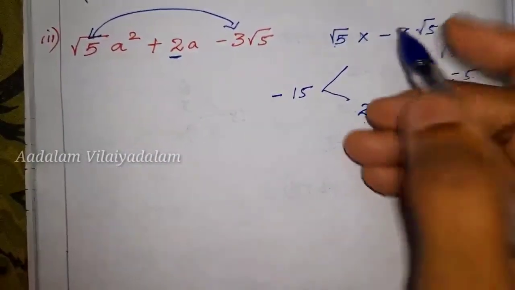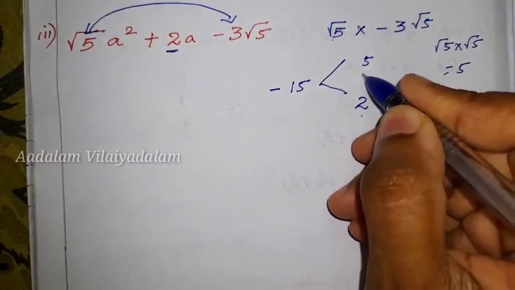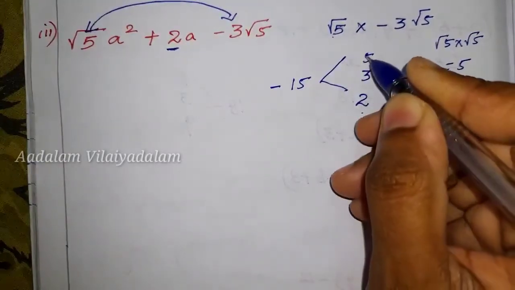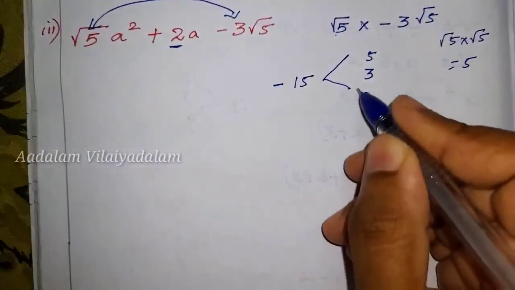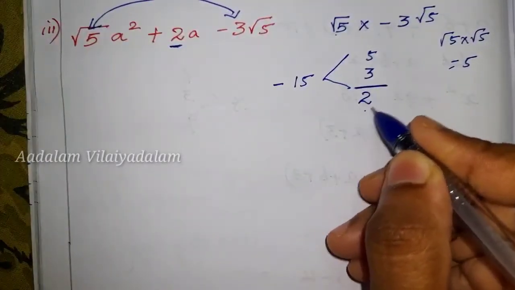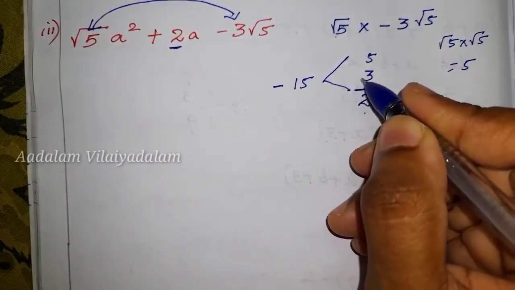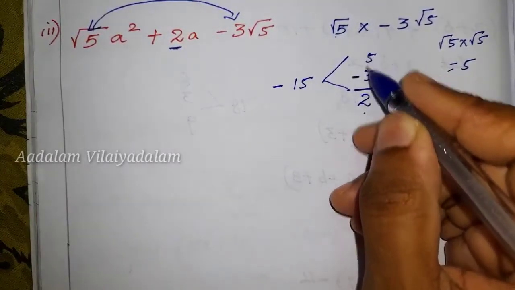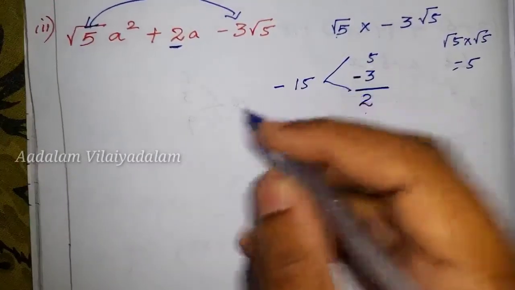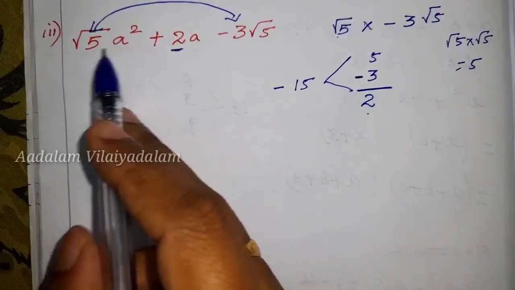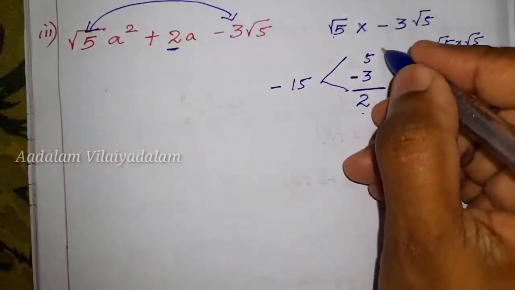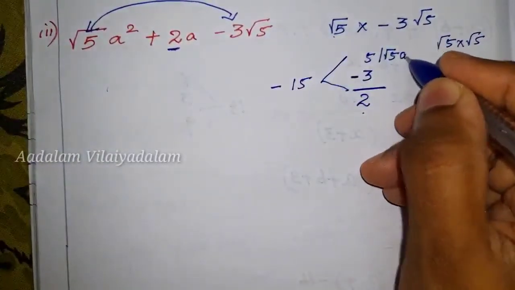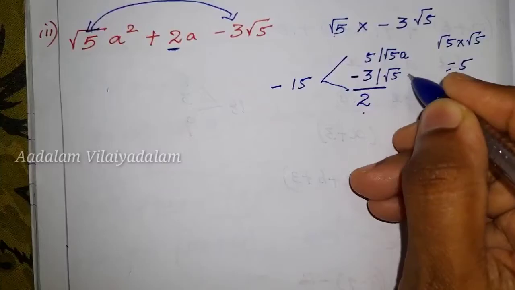So the factors are 5 and 3. That is 5 − 3, the answer is 2, and 5 times 3 is 15. Here the sum is plus, so put the minus sign on the smaller number: 5 − 3 is plus 2. Plus into minus is minus, 5 times 3 is 15. Here the coefficient of a² is √5, so divide by √5, the variable is a. So √5a, here also √5a.